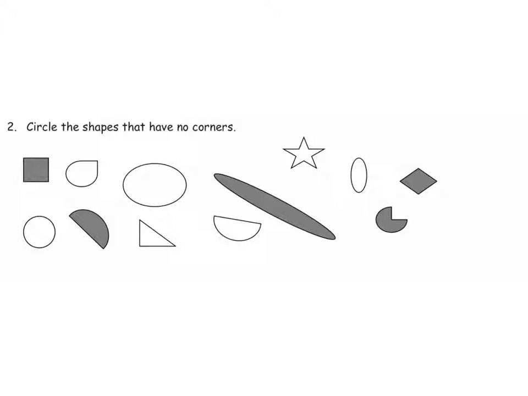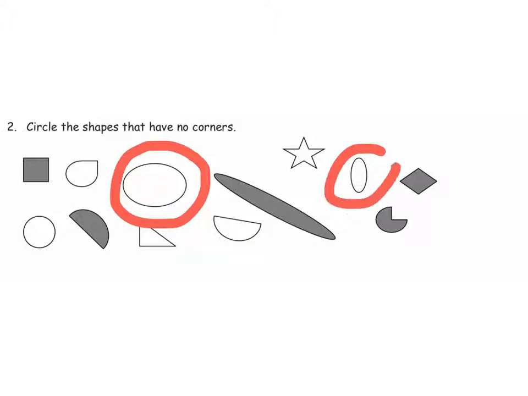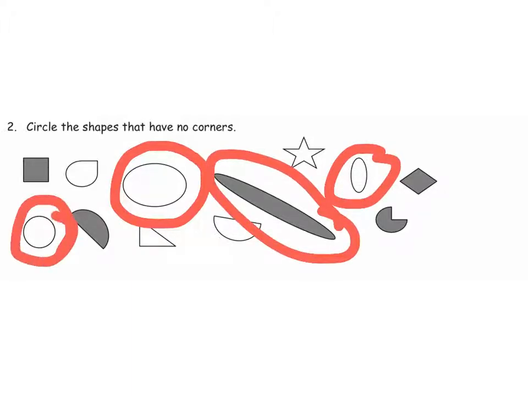Let's look at the attributes in the next question. Circle the shapes that have no corners. So we are going to go ahead and circle this shape, this shape, this shape, and this shape. All of these shapes have no corners, and with no corners, they have no straight sides. So therefore, these shapes can be considered circular or oval.